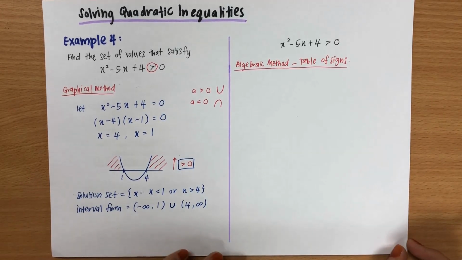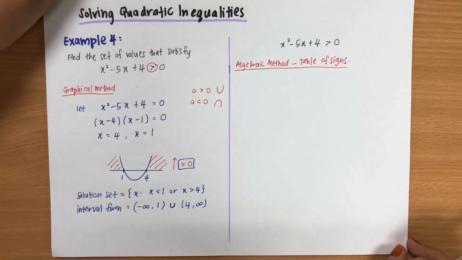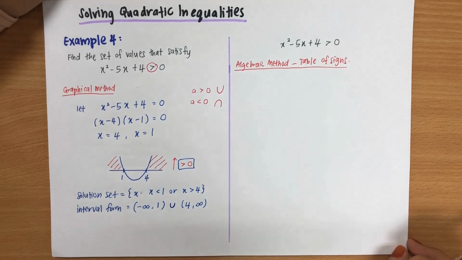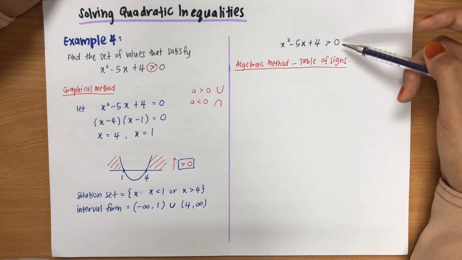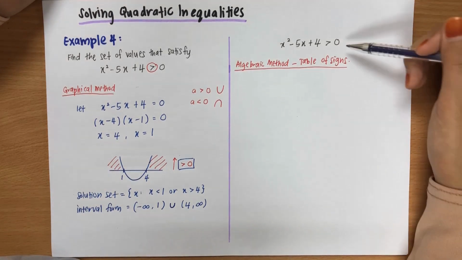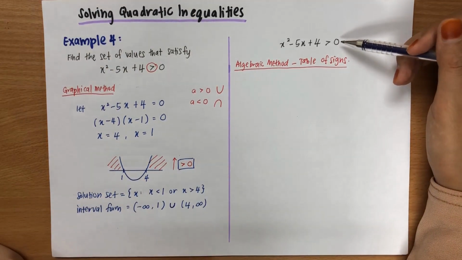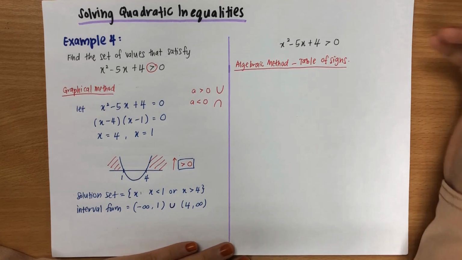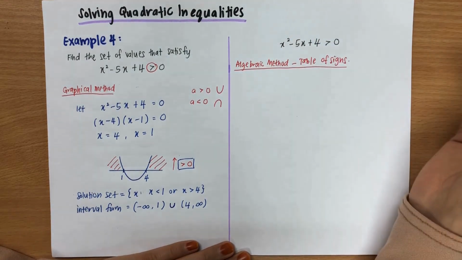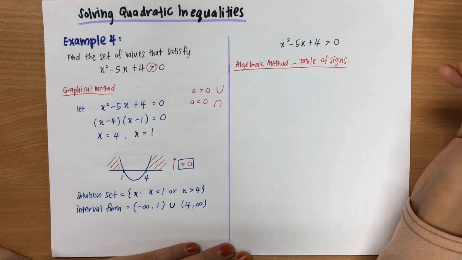Okay, the first step: when we are going to solve by using the table of sign, we need to make sure that one side of our equation is 0. So the right hand side of our equation is 0. So the first task is to check that. The second one, you have to simplify and factorize if possible.